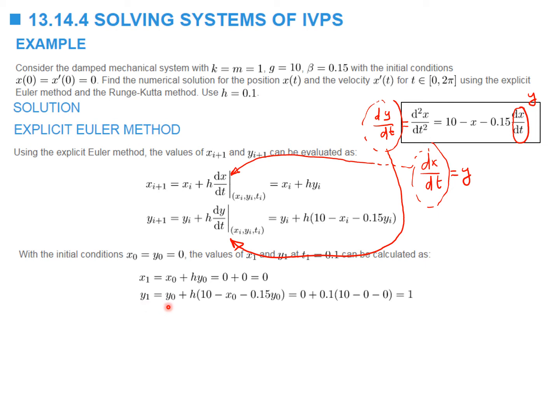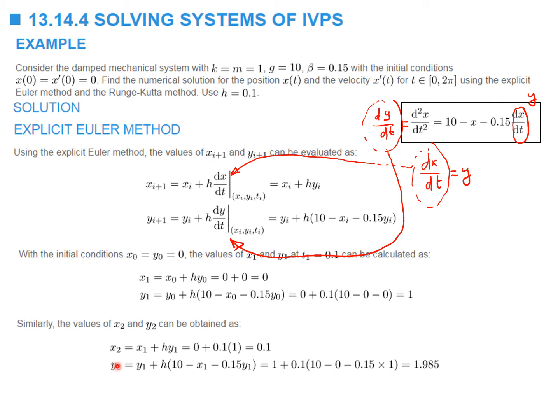y1 is equal to y0 plus h multiplied by the acceleration, and the acceleration is given by this value, 10 minus x0 minus 0.15 y0. x0 and y0 we're going to use at the beginning of the increment, which will be equal to 1. So at t equal to 0.1, this is the value of x1, this is the value of y1.